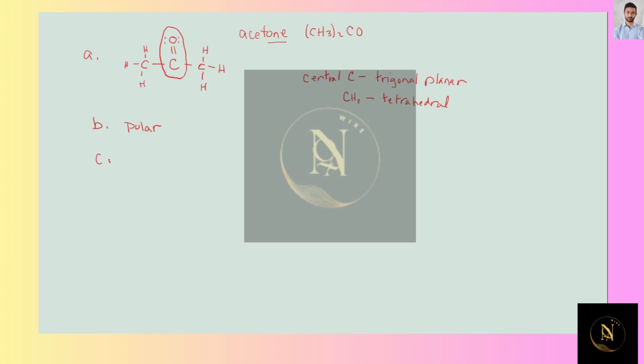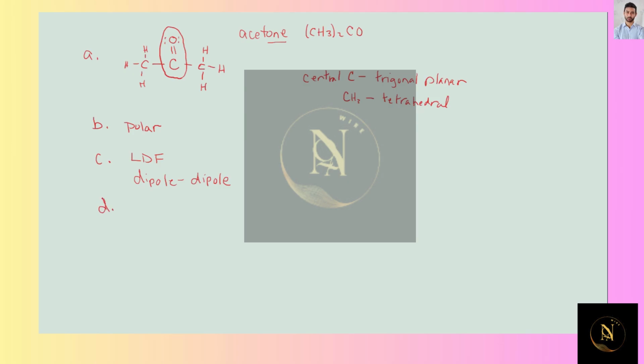Part C, we want to know what types of intermolecular forces acetone molecules have between them. Well, first off, everything has London dispersion. All molecules have London dispersion forces, so we will definitely have LDFs. And then because this is a polar molecule, there are also dipole-dipole interactions happening. So those are 2 intermolecular forces that will occur between acetone molecules.